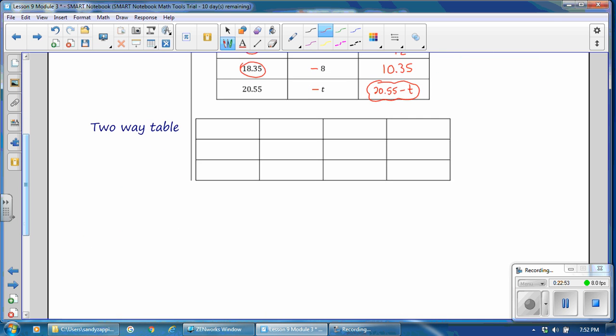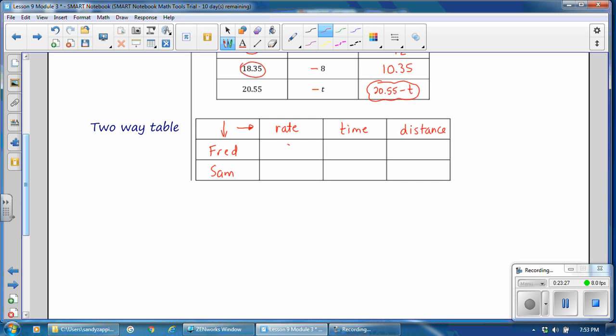So setting up this information in a two-way table. Two-way tables can be a handy way to help you set up story problems. So here we have Fred, and we have Sam, and then we have their rate, and their time, and their distance. So on a two-way table, one of the ways is the people, and then the other way is their rate, time, and distance.